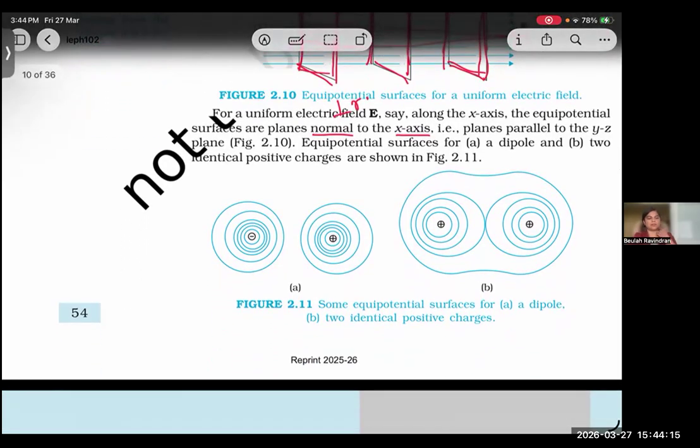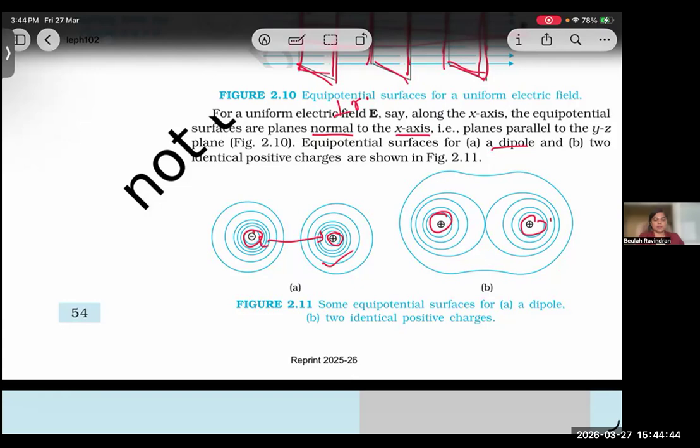Two identical positive charges here. This is a positive charge, this is a positive charge. And this is a dipole, which means two equal and opposite charges, both positive and negative, equal and opposite identical charges, separated by a small distance. Its equipotential surfaces are defined in this picture.